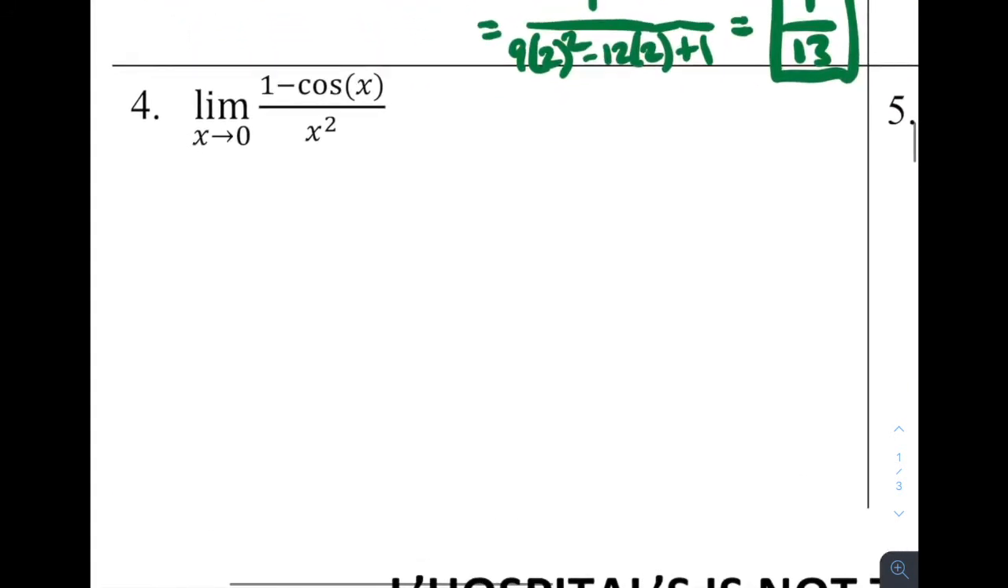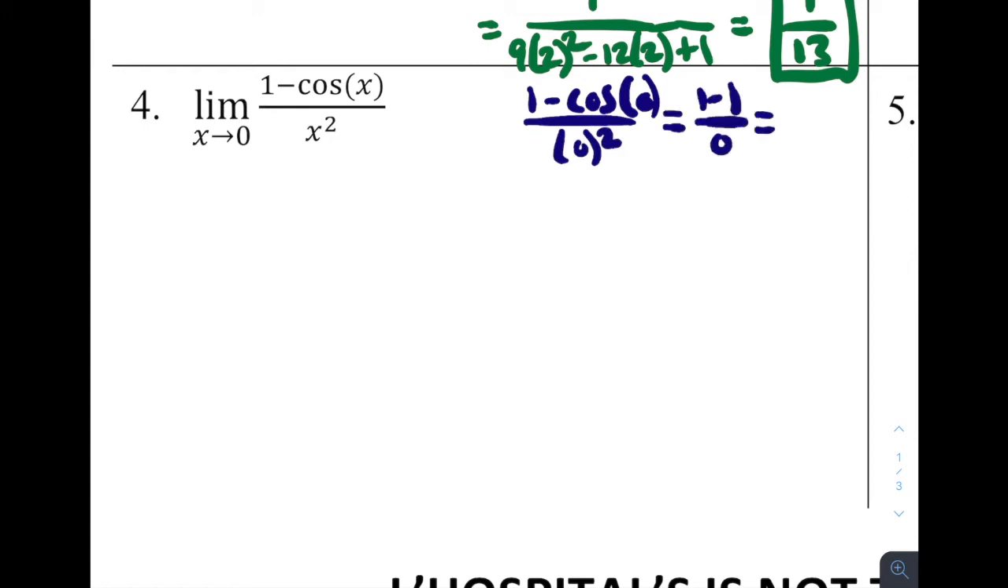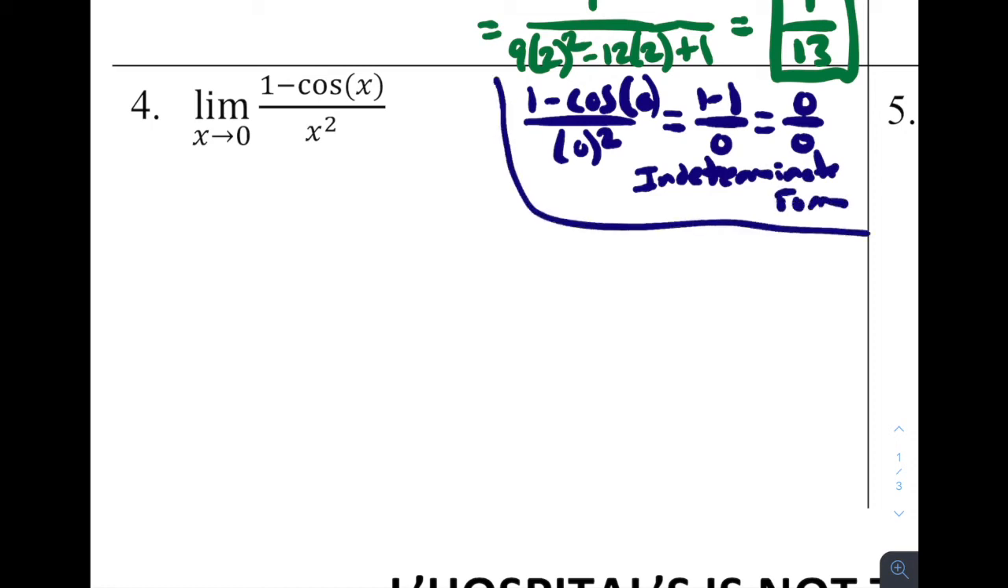Number 4. The limit as x approaches 0 of 1 minus cosine of x divided by x squared. Let's try plugging in first. If we do that, we get 1 minus cosine of 0, all divided by 0 squared. Cosine of 0 is 1 again, so that's 1 minus 1 over 0, or 0 over 0. So this is indeterminate form. All right, that's my side work. Again, I'm not saying that that's equal to the original expression. We would never want to say that that is actually equal to 0 over 0. So what does this look like?